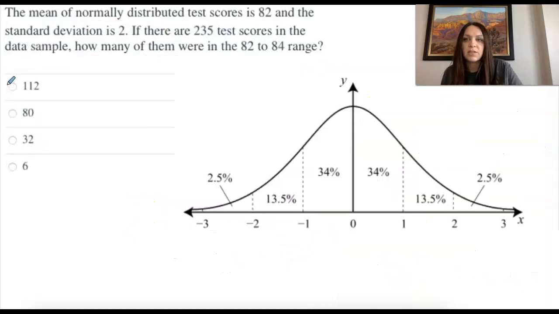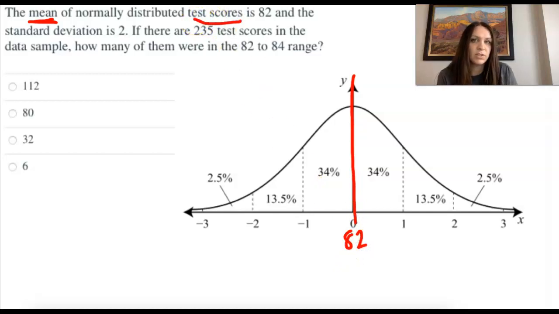Alright, so this next one, again, I've just copied the bell curve into every question. You should draw it or have one you can write on. So the mean, that's the average of a normally distributed test score, is 82. That represents the middle. And again, we're talking about test scores. But now the standard deviation is 2. That tells us how many to move between each standard deviation. So I'm going to add 2.